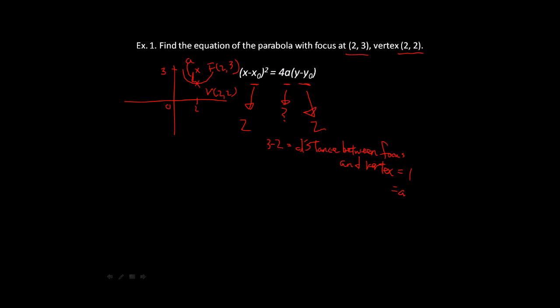So right away you know the answer. That is the equation of this parabola, which is (x minus x0), where x0 is 2, equals 4 times a, where a is 1, times (y minus 2), where this 2 is y0. So there you go, the general equation of the parabola, which looks like this.